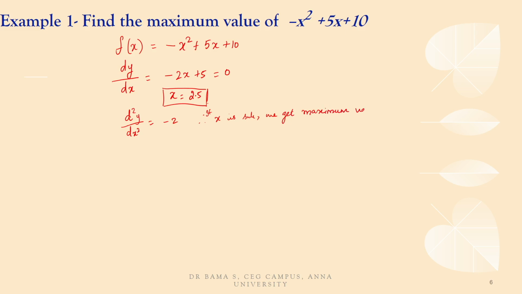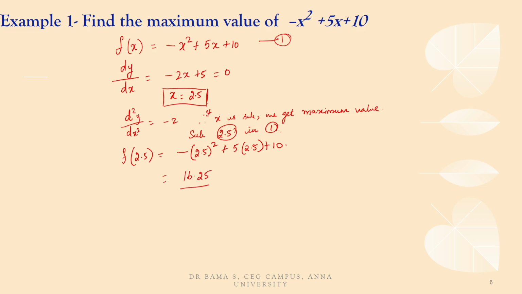We get maximum value here. Now, if we substitute 2.5 in equation 1, that is f of 2.5, into the expression with 5 and 10, you can calculate and see that it would be 16.25. This is the maximum value that we are going to get. This is a mathematical way of finding 16.25.